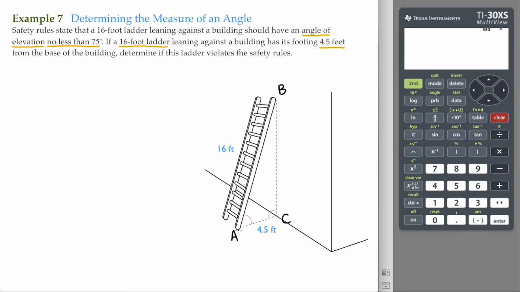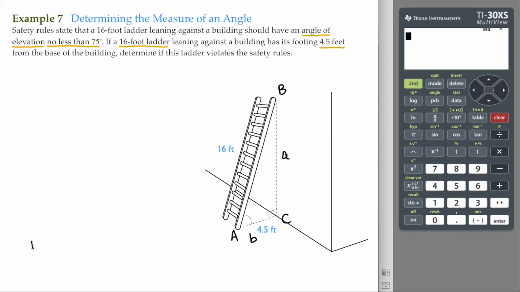If this is angle A, then the side opposite over here has to be side A. And if this is angle B, the side opposite over here has to be side B. And of course, side B is equal to 4.5 feet. The hypotenuse, that's the length of the ladder here, is 16 feet. The angle of elevation is right here. If this angle is less than 75 degrees, then we know that this ladder setup is in violation of the safety rules.